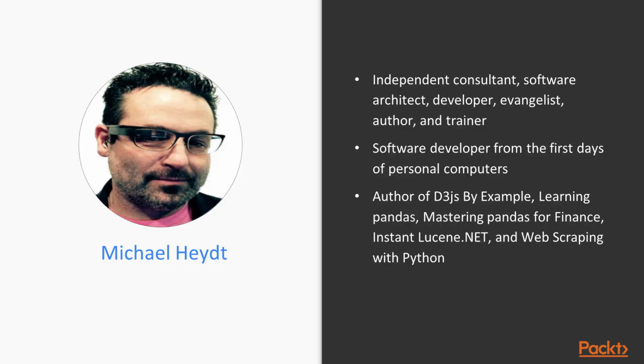Now for a few words about myself so you know who I am and where I'm coming from. I'm an independent consultant, software architect, developer, evangelist, author, and trainer. I've been a software developer from the very first days of personal computers. I'm the author of a number of books on Packt Publishing, including D3.js by Example, Learning Pandas, Mastering Pandas for Finance, Instant Lucene.NET, and Web Scraping with Python Cookbook.